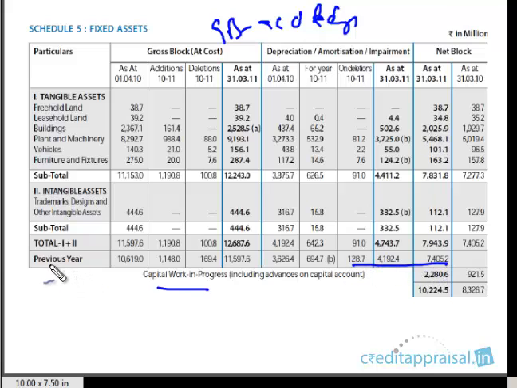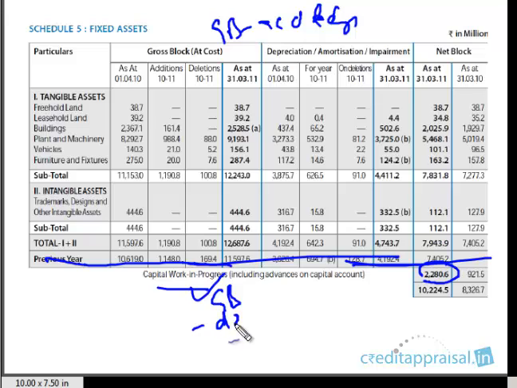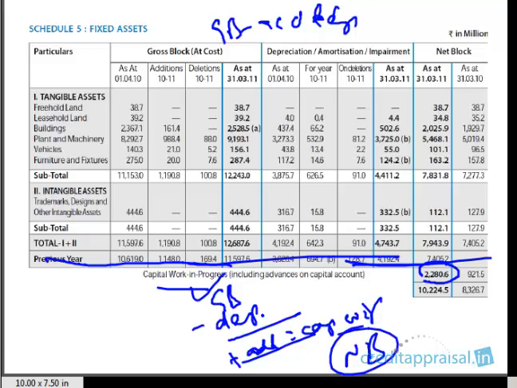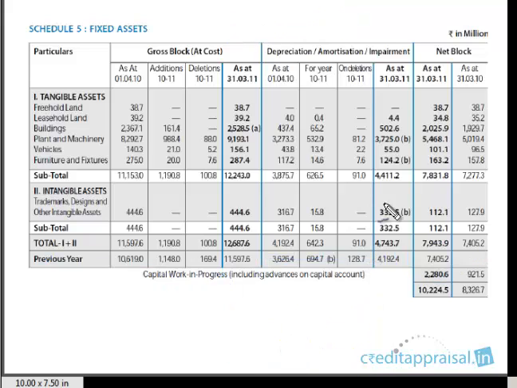Finally, after all this total is done, you add the capital work in progress. 2280.6 is the capital work in progress. So gross block, this is usually how it's done. Accumulated depreciation, and then to this figure, whatever you get, you add the capital work in progress. Finally, you arrive at what is known as the net block, the final net block. So for this company, the final figure is 10,224 million.